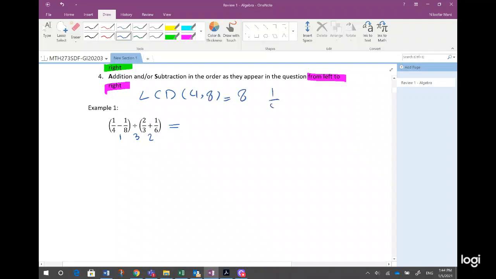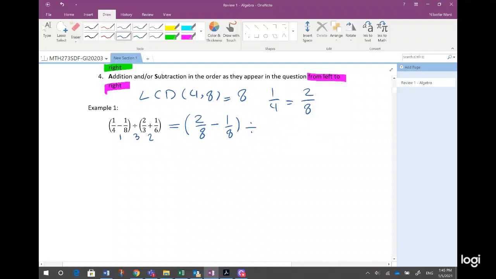So instead of 1/4, I do 8 here, and I write 2/8, which is exactly the same as 1/4. So I don't say I am changing my fraction. I'm not changing my fraction. I am just rewriting it. Okay, so it is 2/8 minus 1/8 divided by 2/3 plus 1/6. Maybe I can do the other one as well in the same line, it doesn't matter.